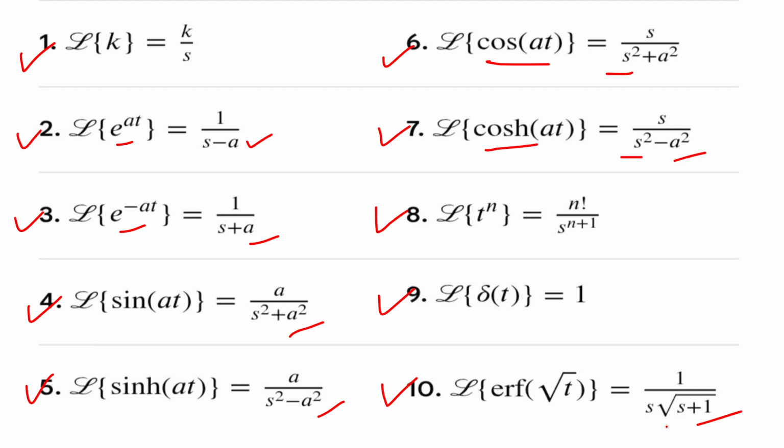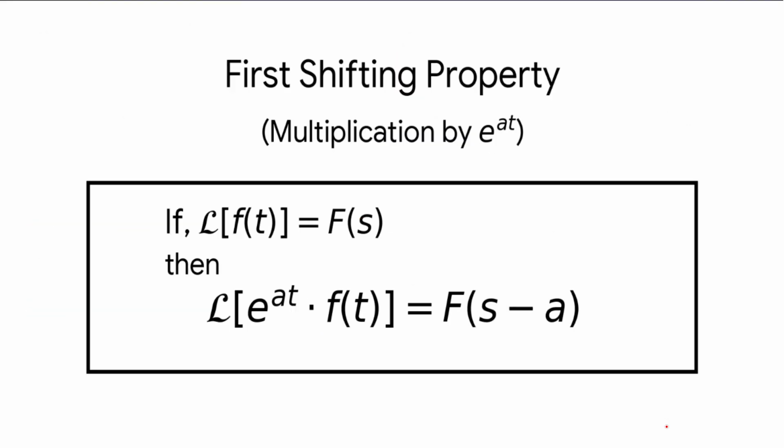Now we have already seen these formulas in the last videos. So let's start the properties of Laplace transform. The first property is the first shifting property, or we can say multiplication by e raised to at also.